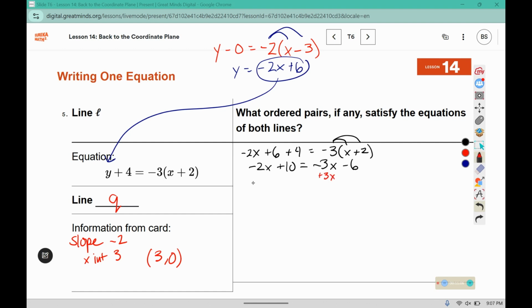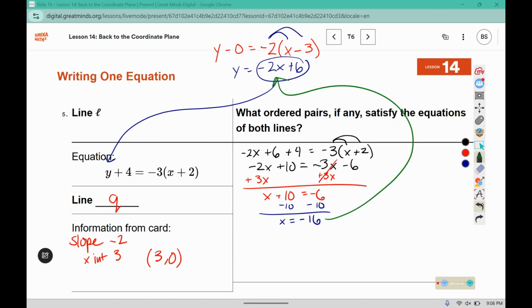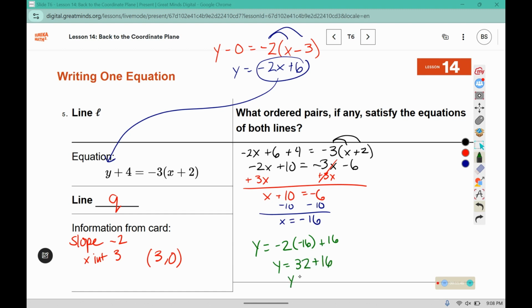Let's add 3x to both sides. Negative 2x plus 3x is x. And let's subtract 10 from both sides. x is negative 16. Now we'll plug it back into the equation. y equals negative 2 times our x value plus 6. Negative 2 times negative 16 is positive 32. And 32 plus 16 is 48. So the coordinates of our solution here would be negative 16, positive 48.